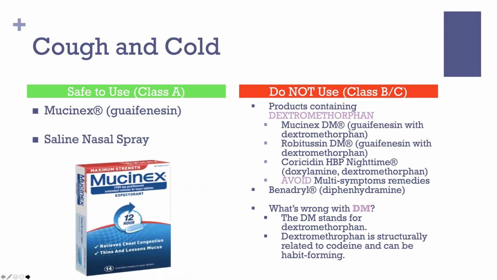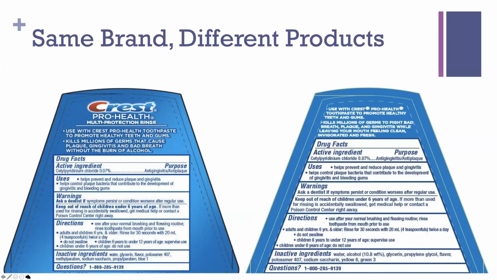Cough and cold, Mucinex, guaifenesin, and of course, if you don't have hypertension, you can use saline. You can also use neti pots and other things that are available, but you don't want to use dextromethorphan. You want to avoid Benadryl, and you don't want to use anything that has DM in it, which stands for dextromethorphan.